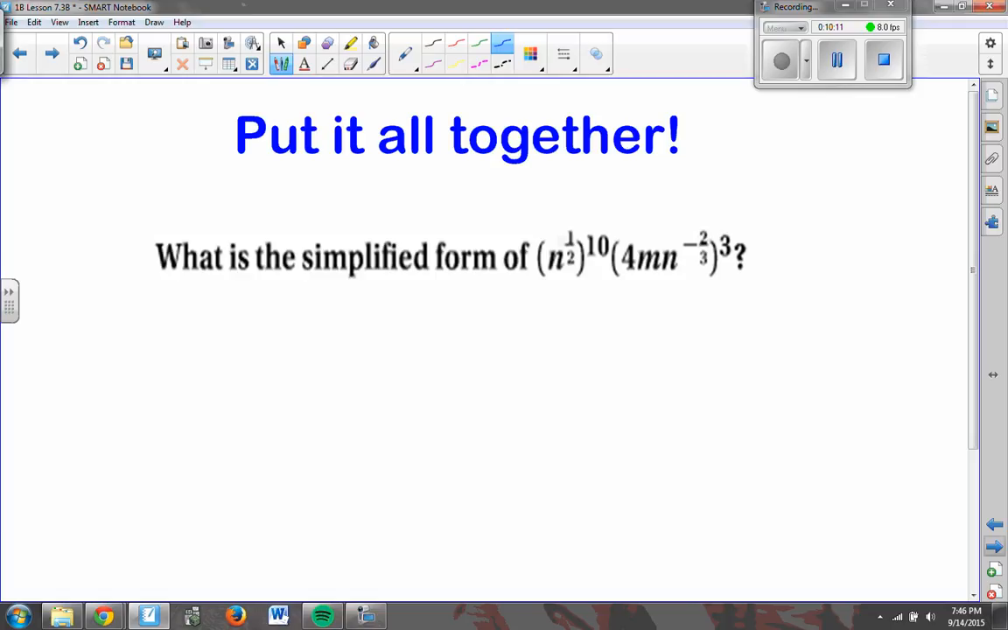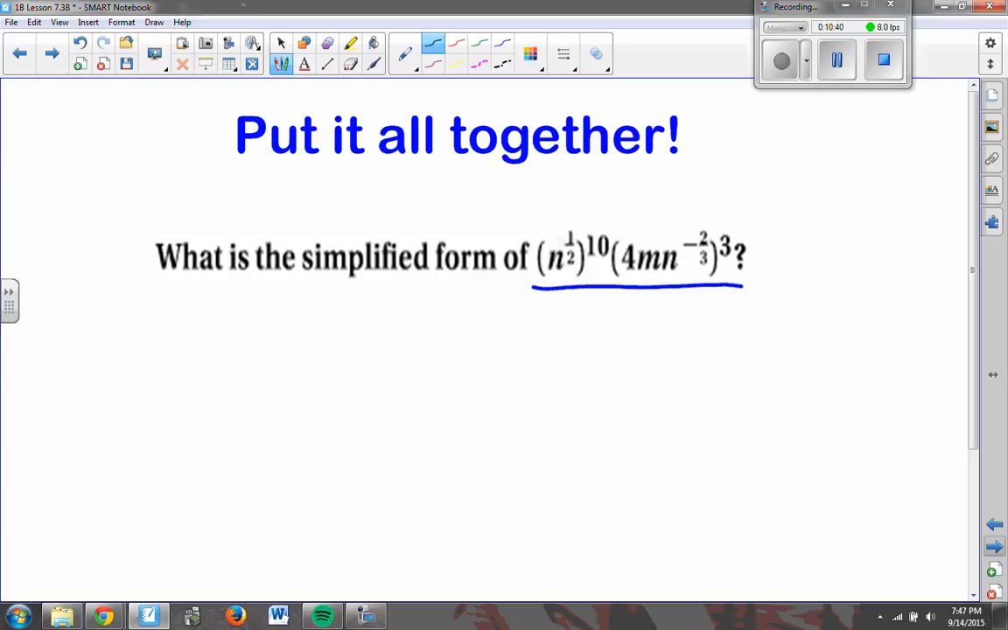We're going to pull it all together now and talk about how to simplify these crazy looking expressions like we see right there. All right, n to the 1/2 power to the 10th power times 4 times m times n to the negative 2/3 power, all of that to the 3rd power. All right, we're going to go through this together slowly, step by step, and I'm going to make you do a couple of them, and then you will be all ready to go and prepared for your practice problem set.